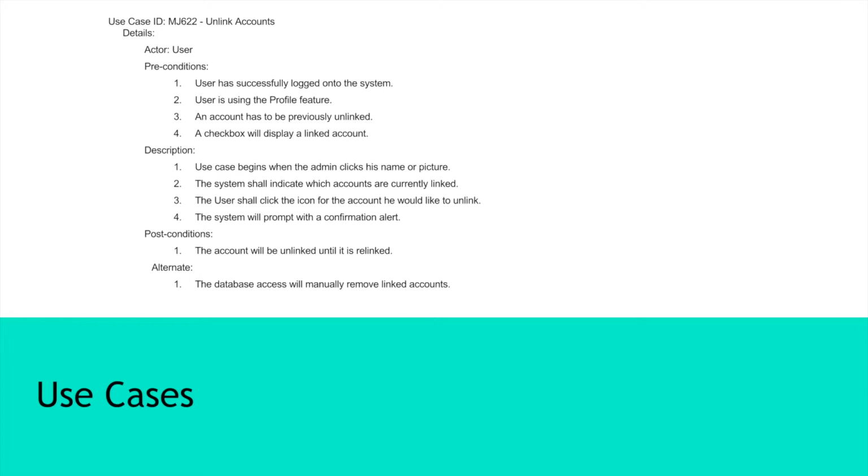So unlink account. Unlink account has four preconditions. A user has to be successfully logged onto the system, the user is using the profile feature, an account has to be previously linked, and a checkbox will display a linked account. The use case begins when the admin clicks his name or picture. The system shall indicate which accounts are currently linked. The user shall click the icon for the account he would like to unlink, and the system will prompt with a confirmation alert. As a post condition, the account will be unlinked until it is relinked.